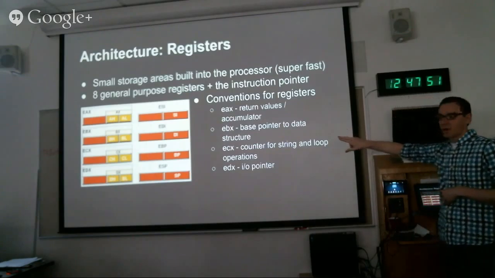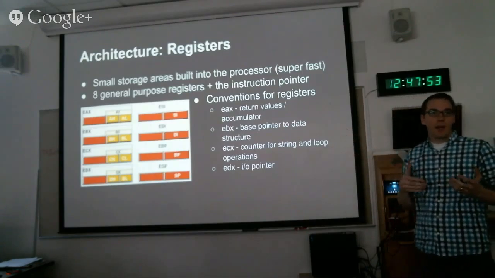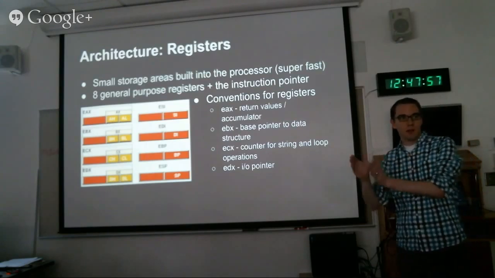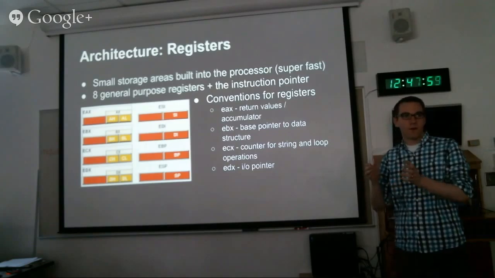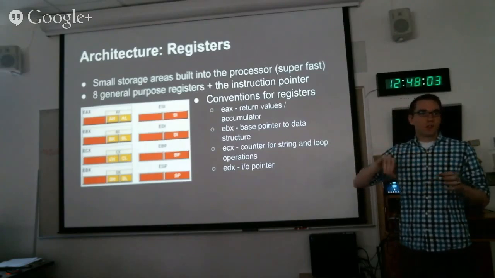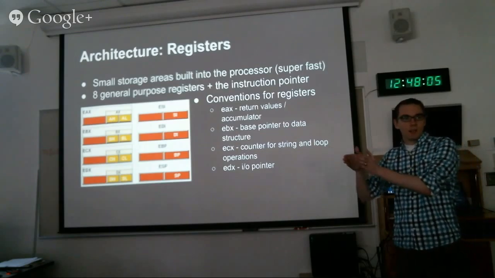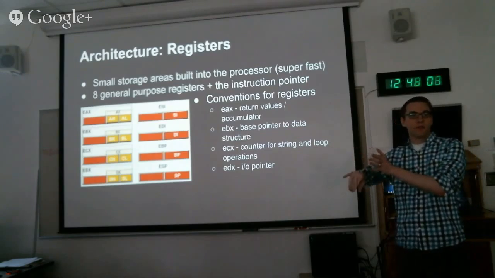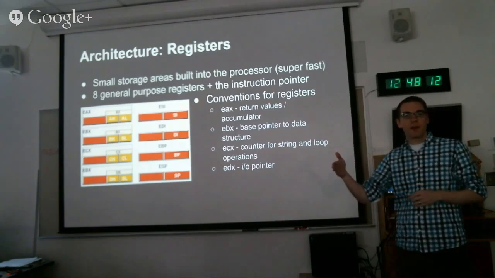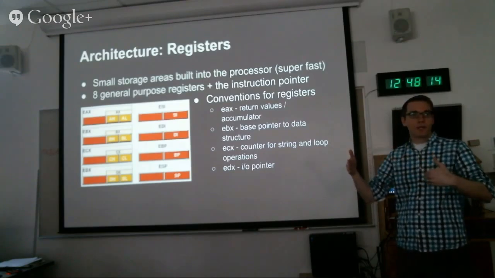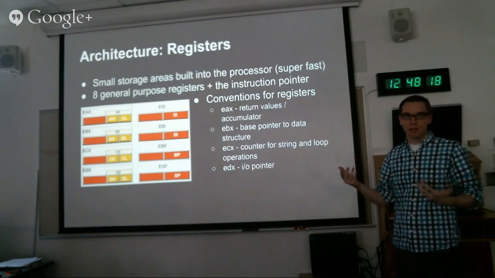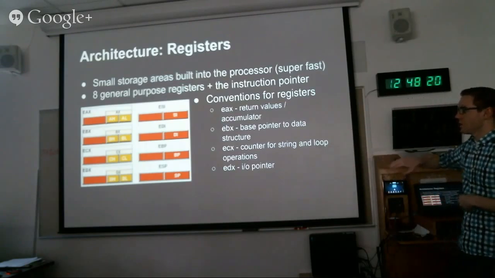EBX is used for the base pointer to a structure. If you have an array, arrays in memory are literally just contiguous pieces in memory, right? So if you have an array that has black, white, red, green, those strings, the first index in the array is going to be black, and the second one is going to be white. The base pointer points to the front of the array, and the way you get to something in that array is you take the base pointer plus the offset into the array. That's how they do it in assembly. So the base pointer is usually stored in EBX.